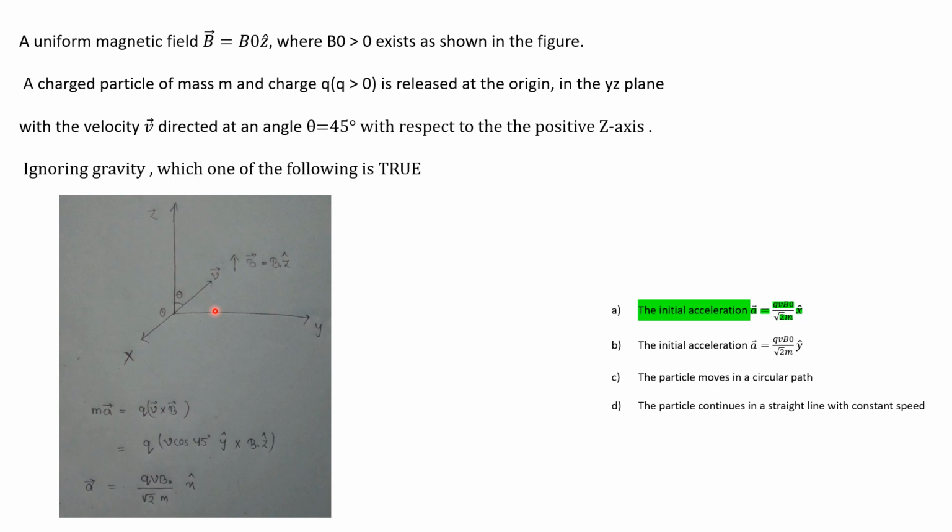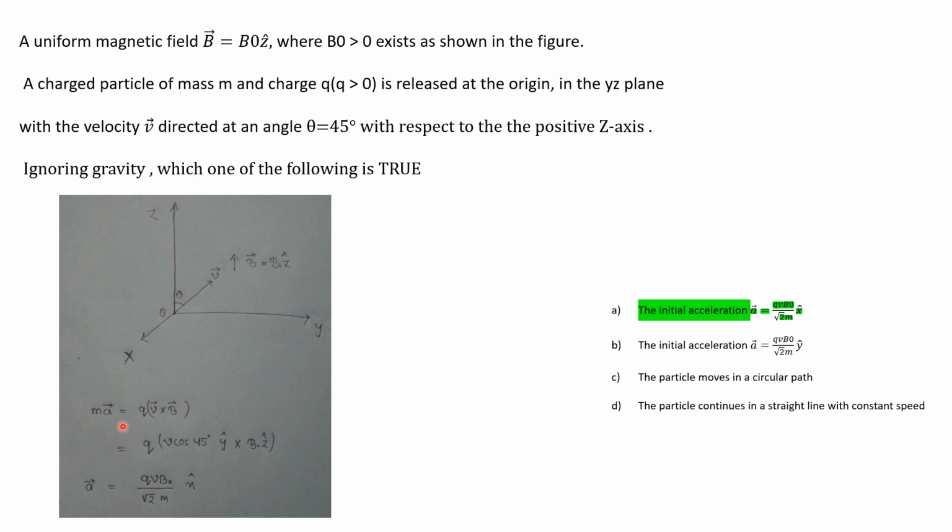So from here we can get that the uniform magnetic field B naught z, where B naught is greater than 0, exists as shown in the figure. So this is the figure. A charged particle of mass m and charge q is released at the origin in the yz plane. So this is the yz plane, and from here the charged particle is released with velocity v directed at angle theta equal to 45 degrees with respect to the positive z-axis. Ignoring gravity, which one of the following is true?